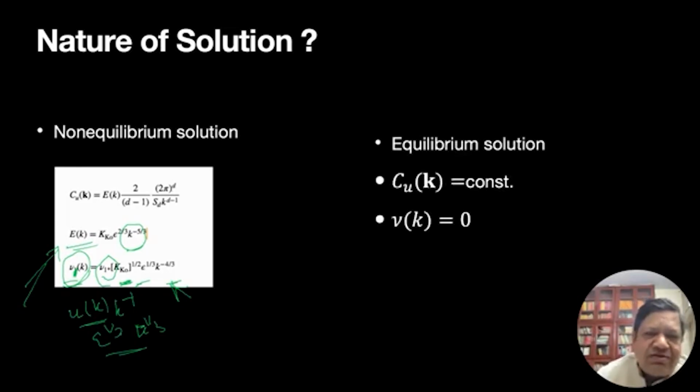There is another solution called the equilibrium solution, where every component is not a function of k. So C(k) is constant. Here it is k to the minus 5/3, but here it is constant. So we say the modal energy for every k is constant. And we'll say that viscosity is also 0, or viscosity is not corrected by RG. I'm going to come to that a bit later.